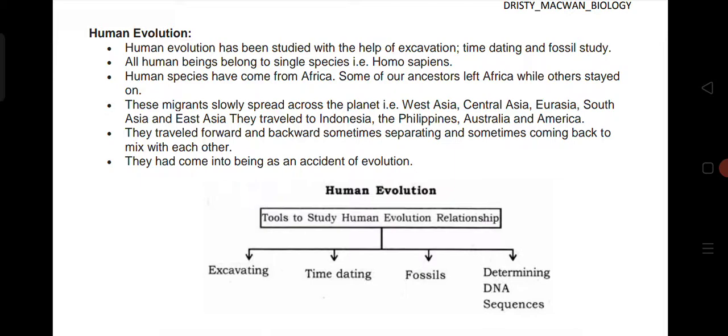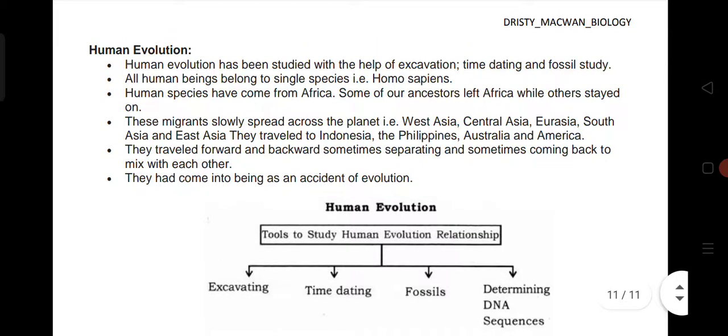Human species have come from Africa, right? The evolution of humans was carried out from Africa. Some of our ancestors left Africa while others stayed on. So when we are talking about human evolution, the human species came from the African part, and some of our ancestors left Africa while others stayed on. Few were living in Africa only, and few left Africa and went to India.